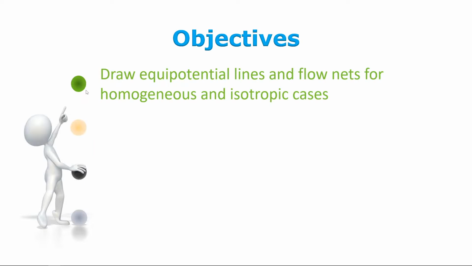By the end of this video, you should be able to draw equipotential lines and flow lines. Remember, flow lines are generally perpendicular to equipotential lines. And then we will do this for homogeneous and anisotropic cases.